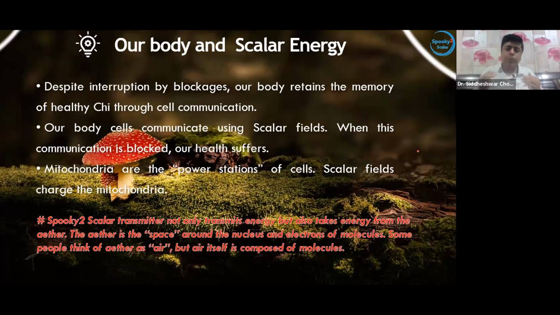So Spooky2 Scalar not only transmits energy, but it also takes energy from the ether. On YouTube, you will find many so-called free energy devices. Actually, all are using the energy from the universe and then converting it. So energy can neither be created nor destroyed. It can only be transferred from one form to another, right?